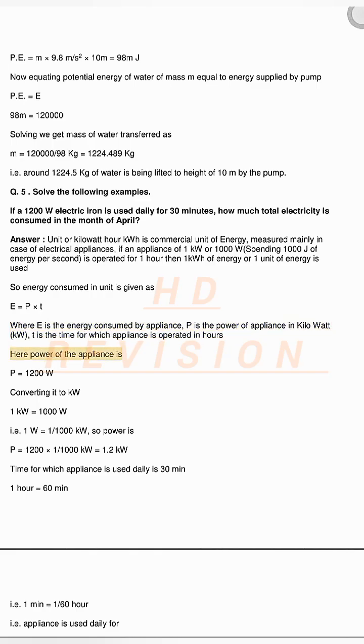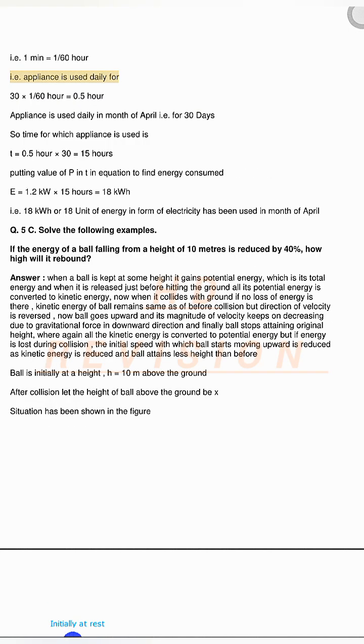Here the power of the appliance is P equals 1200 W. Converting it to kW, 1 kilowatt equals 1000 W, i.e. 1 W equals 1/1000th of a kilowatt, so power is P equals 1200 times 1/1000th of a kilowatt equals 1.2 kilowatts. The time for which the appliance is used daily is 30 minutes. 1 hour equals 60 minutes, i.e. 1 min equals 1/60th hour, so the appliance is used daily for 30 times 1/60th hour equals 0.5 hour.